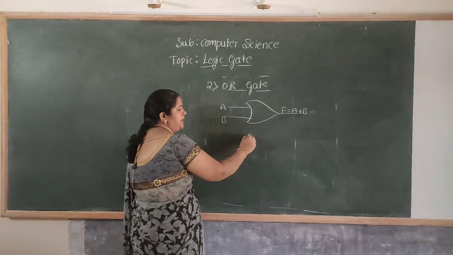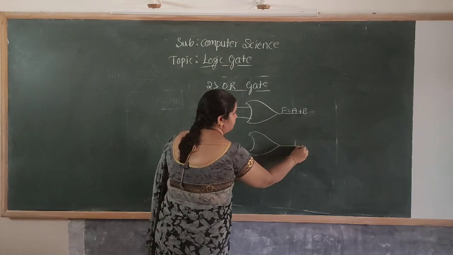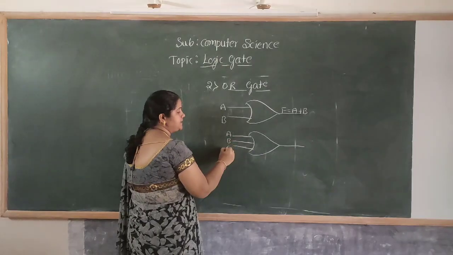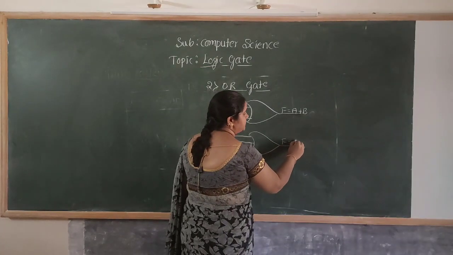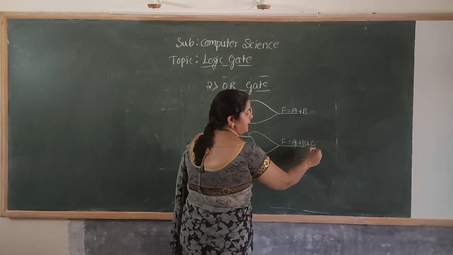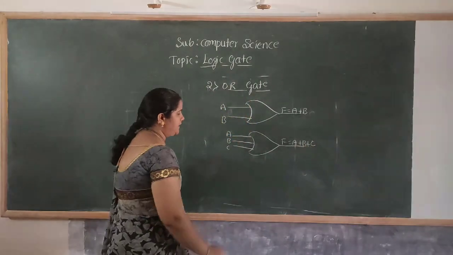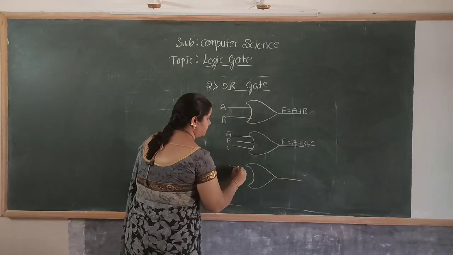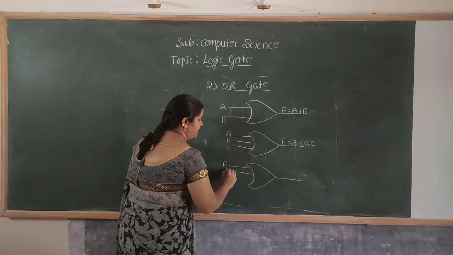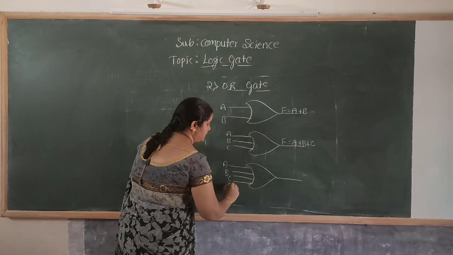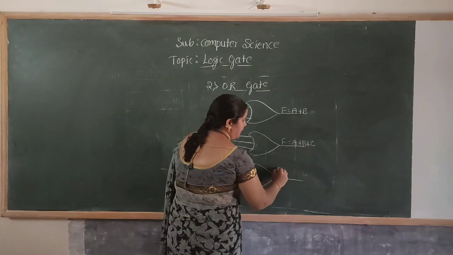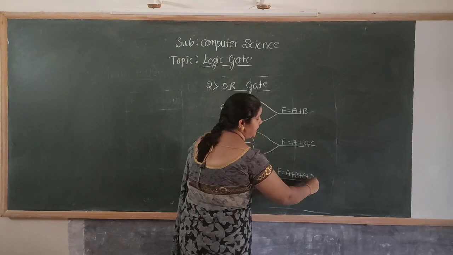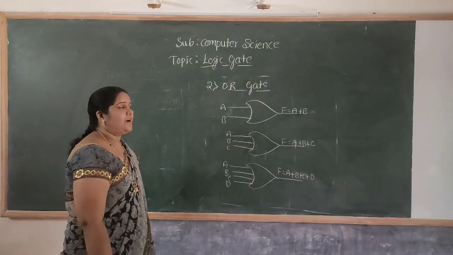Again, the OR gate contains two or more input signals. It contains 3 input signals, A, B, C. Output will be F equals A plus B plus C. Again, an OR gate can contain 4 input signals, A, B, C, D. Output will be F equals A plus B plus C plus D. This is the logic symbol for the OR gate.